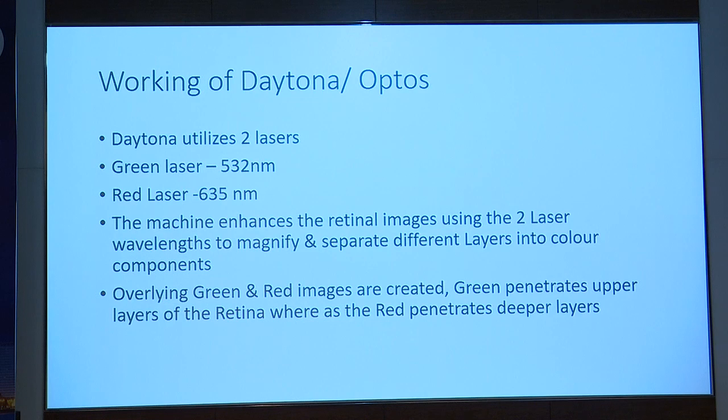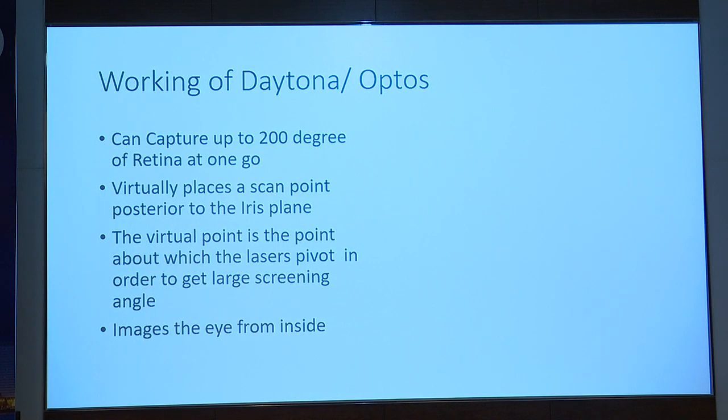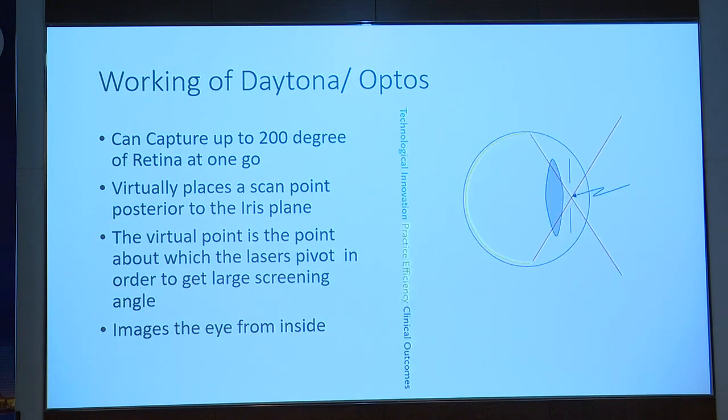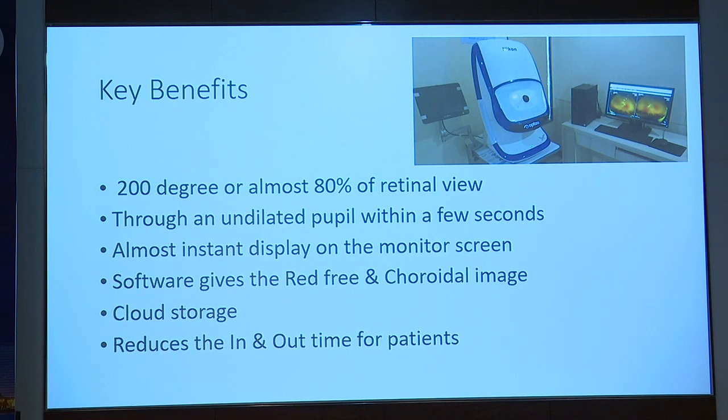The green, as you know, penetrates the upper layers of the retina, whereas the red penetrates to deeper layers and can be separated. Now the principle is that they create a focal point just behind the iris, and then the laser pivots around it, so you get a very wide field of capture on the eye. And these images are from the inside of the eye. And very shortly, the key benefits: you get 200 degrees or almost 80% of retinal view in a few seconds.